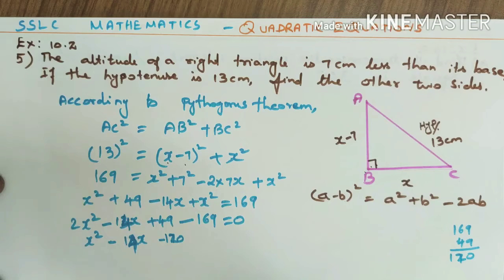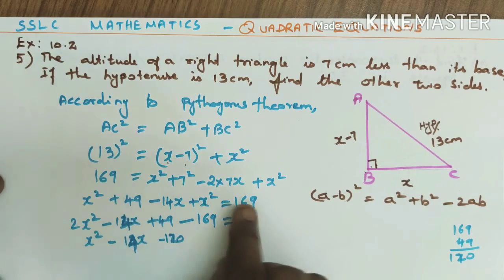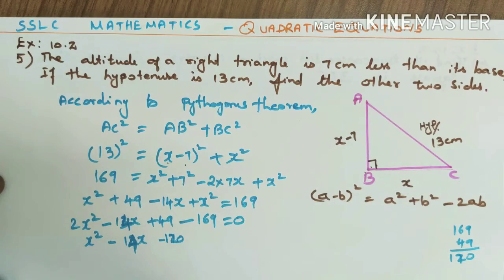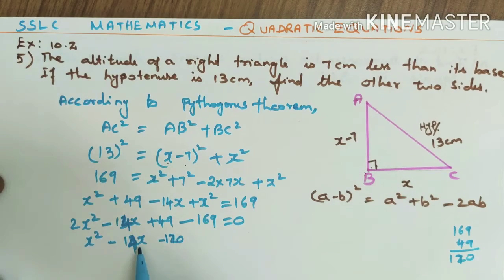Next, according to the quadratic equation general form, first x square should be there, then the x value, that is 14x, then the constant term. What is the constant term? 49. Bring this 169 also to the left hand side, because we should arrange it as a quadratic equation. So 49 minus 169 is equal to 0. Now simplify the like terms. So x square minus 14x.